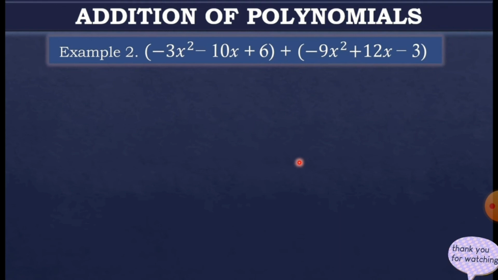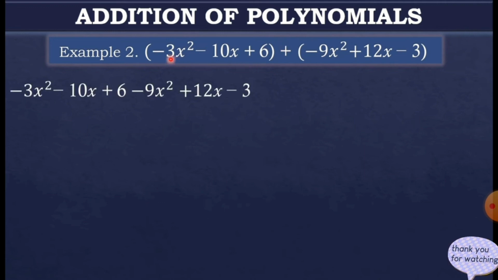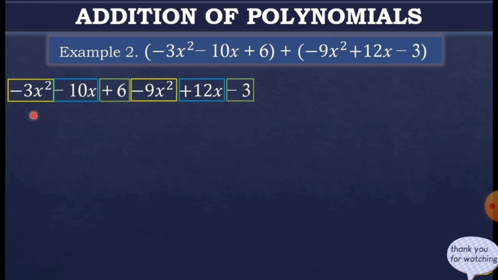Example number 2. So we have here another 2 expressions to be added. Okay, so that's addition. First, you have to check the common terms or like terms. So anong like terms here? So si negative 3x squared and negative 9x squared, they are like terms. And then for another like terms, we have negative 10x and positive 12x. They are also like terms. And also positive 6 and negative 3, they are also like terms.